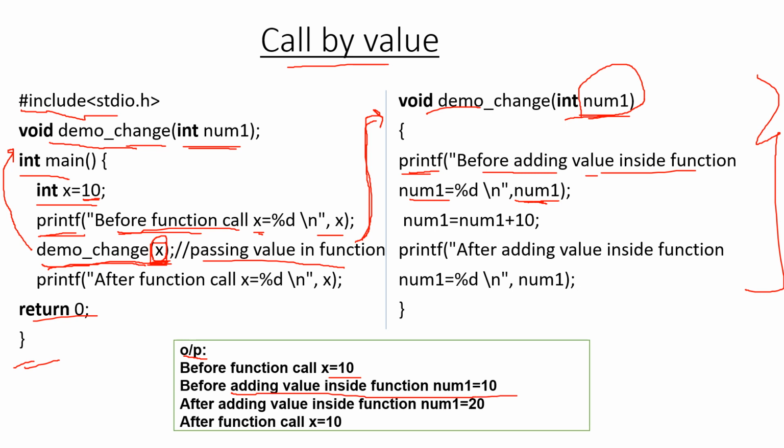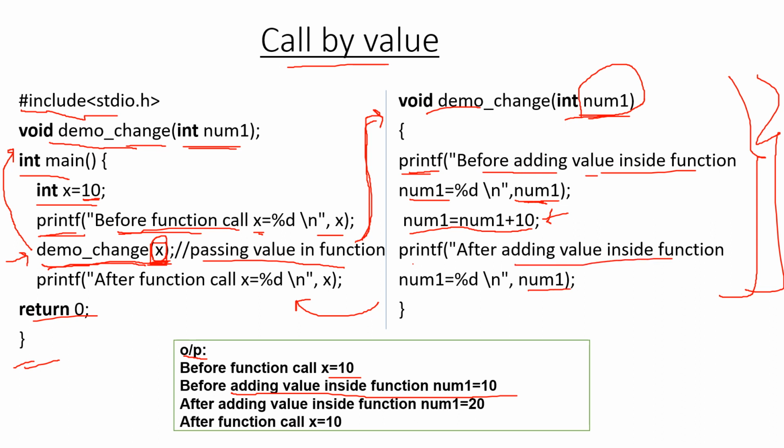Okay. Now the next statement in this function is num1 is equal to num1 plus 10. Once every statement of this function gets executed, only then will it jump to the statement after the function call. So now in demo change, my next statement, after adding the value, prints num1.